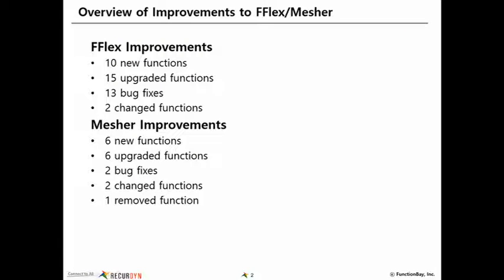Just a brief overview, in list form, of the improvements that have been made that we're going to be going over. For the FFlex, there have been 10 new functions, 15 upgraded functions, and various bug fixes and changed functions as well. And for the Mesher, there are 6 new functions, 6 upgraded functions, and various bug fixes and changed functions as well.